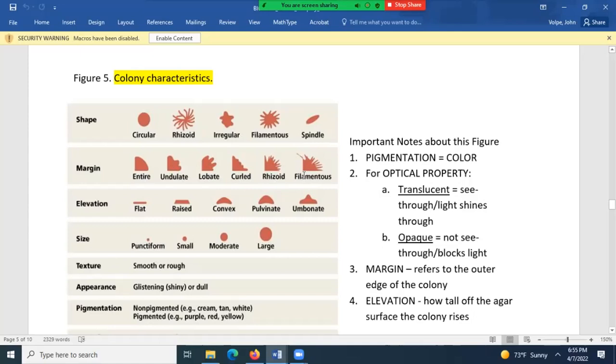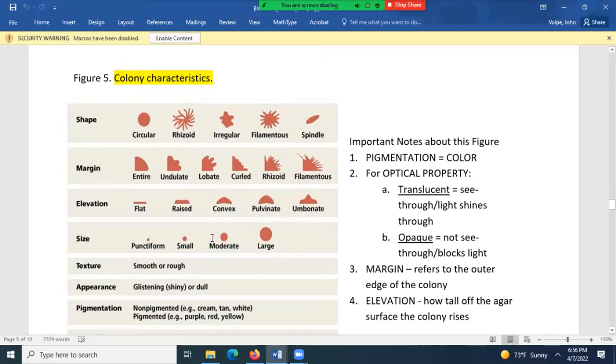Elevation: to get the elevation, you really need to remove the lid of the plate and look at the plate on its side, to see whether the colony is elevated. If not, it's flat. It can be raised like a mesa. It can be convex. Pulvinate is just extreme convex. I'll never ask you to distinguish between those two. And umbonate is a mountain shape.